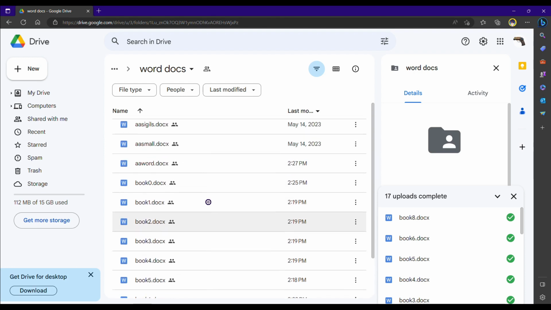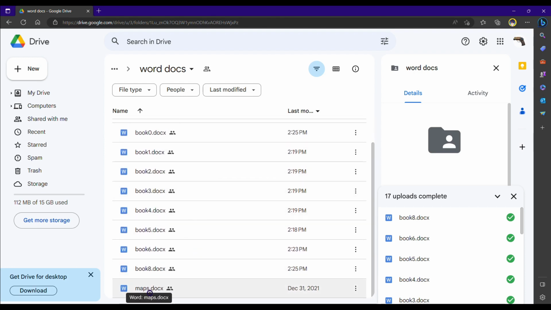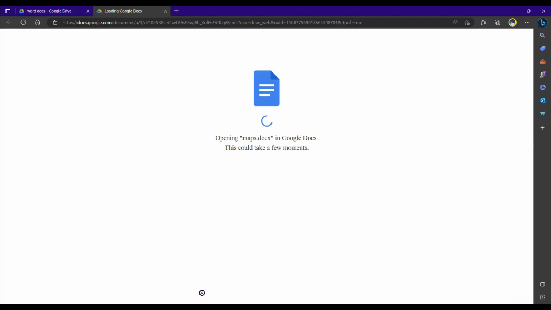And finally, down here we have maps. This is just a document with the right size maps. So if we go into this document quick, it's going to open it here. But if you download it, you can bring it into Word yourself.